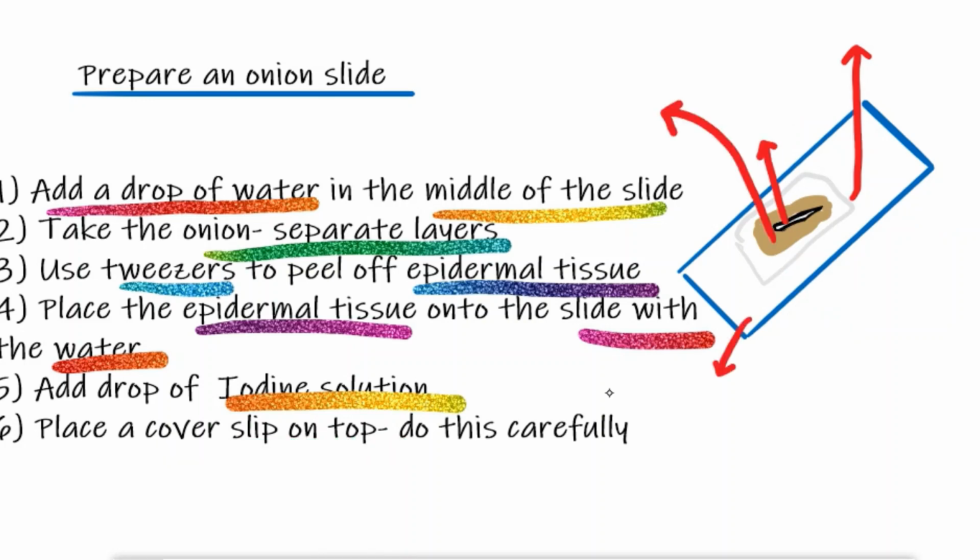We must be able to recognise a diagram of an onion slide and be able to label it. Here we have the slide, we have the water that the epidermal tissue will be placed on. Place some iodine solution, which is shown as the brown colour, and we cover that with a cover slip. Tip to remember is to be able to do this carefully to avoid air bubbles.